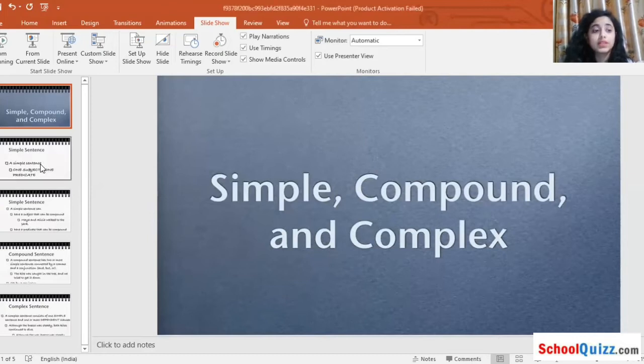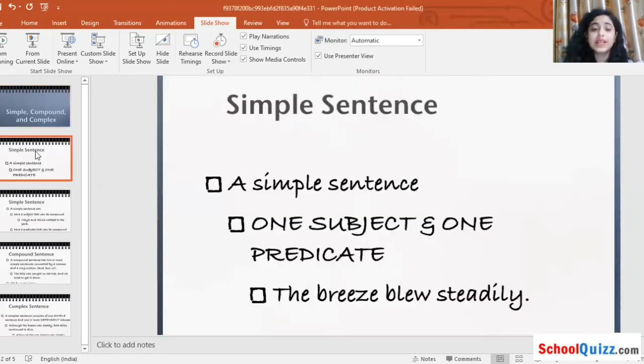So what is a simple sentence? A simple sentence is one subject and one predicate. It includes only a single subject and only a single predicate. The breeze blew steadily. Now the breeze is the subject, blew steadily is the predicate. So the breeze blew steadily, that is a simple sentence.